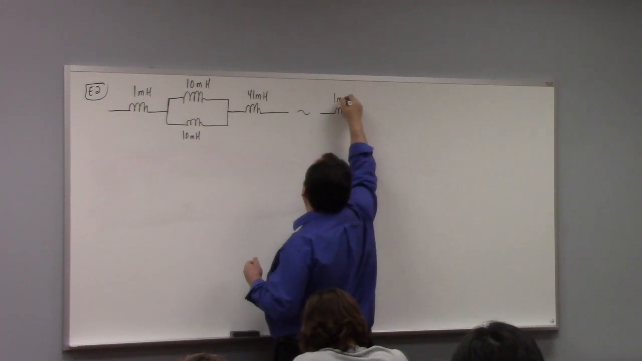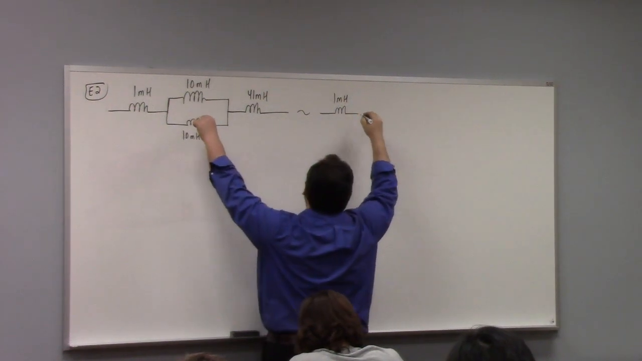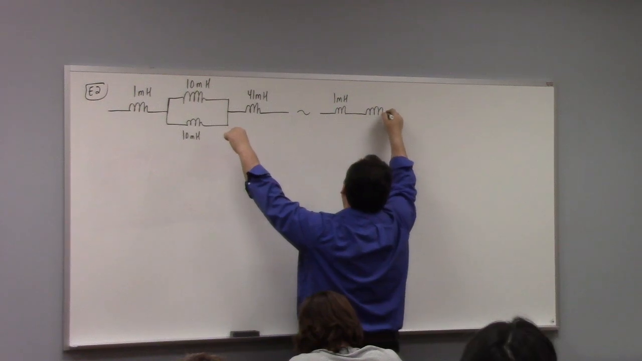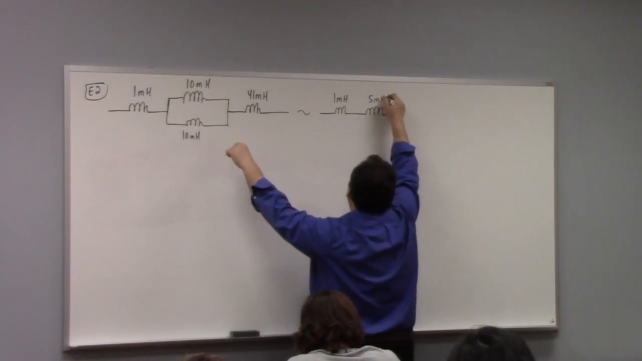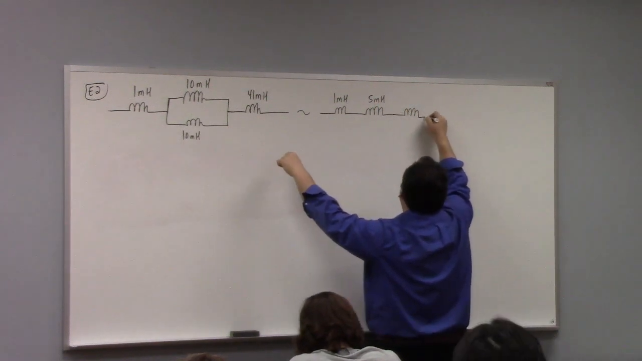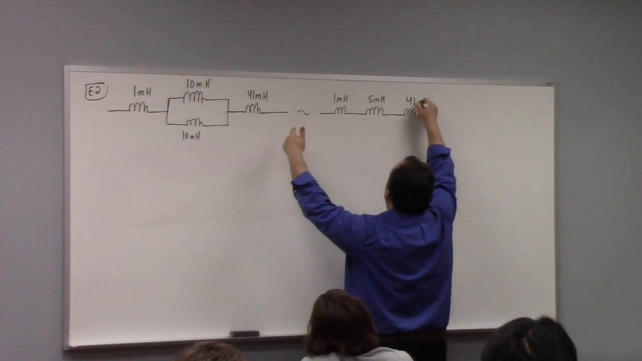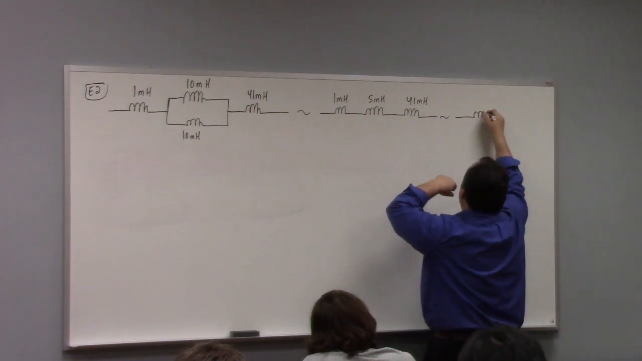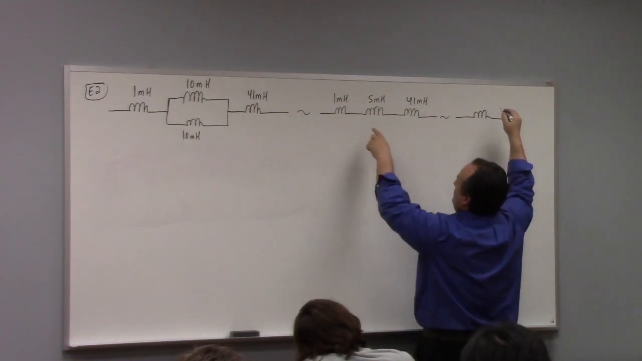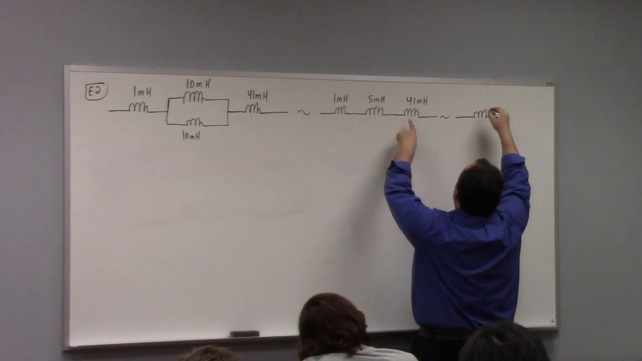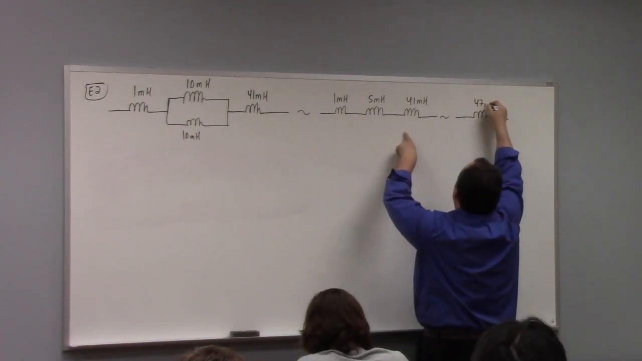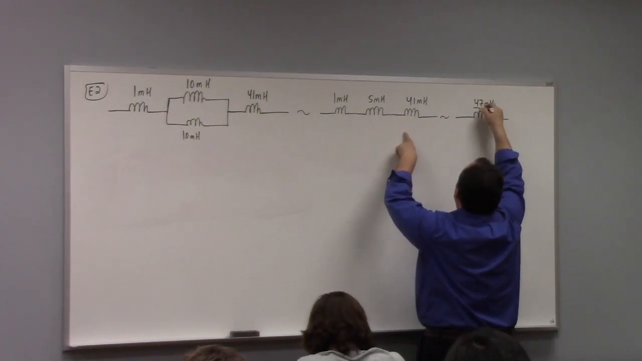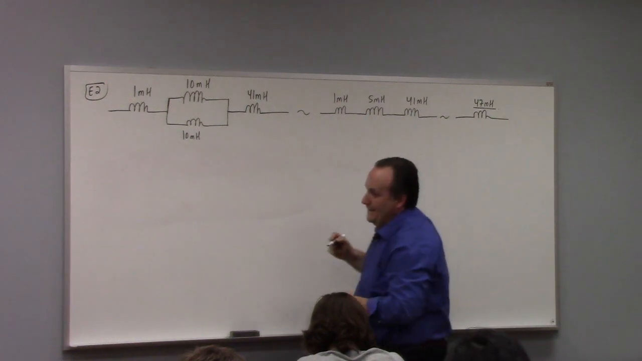You got your 1 millihenry. These are the same as what? 5. And you got, these are in series. What did we learn last time? Series just add, right? So this is equivalent to the single inductor of 1 plus 5, 6 plus 41, 47 millihenries. An interesting number, I think.